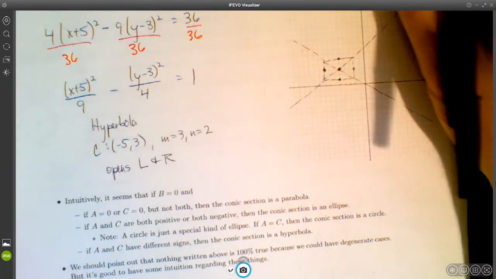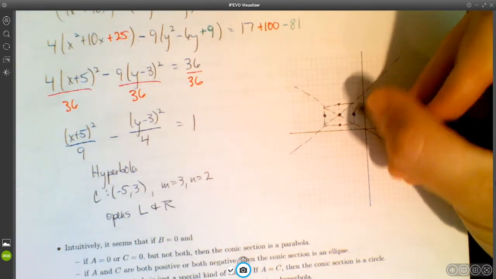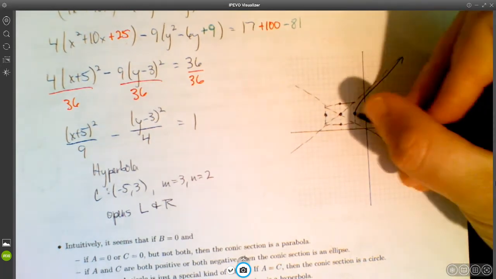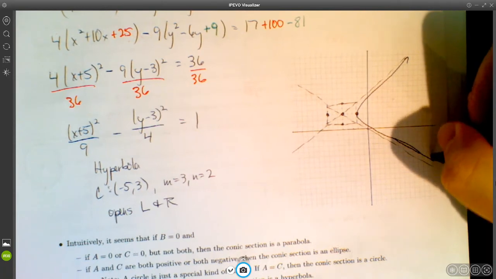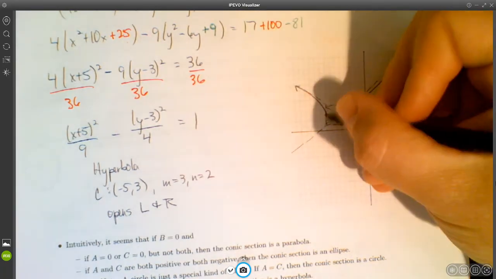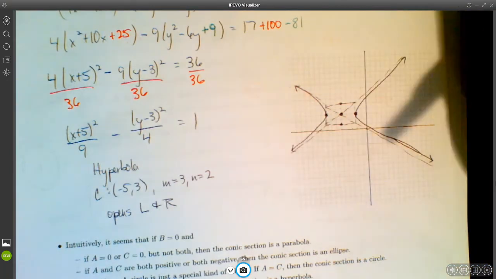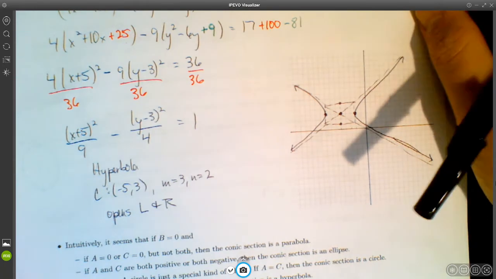And then this hyperbola opens left and right. So my vertices are there. Well, try to do better than me. You should be getting closer and closer to that asymptote. And there. Okay. So that's that, right? That's what that one looks like.